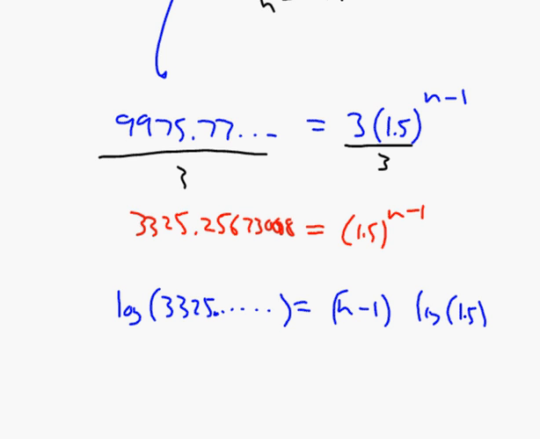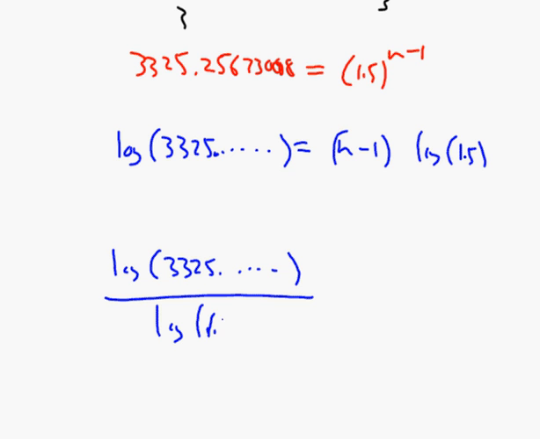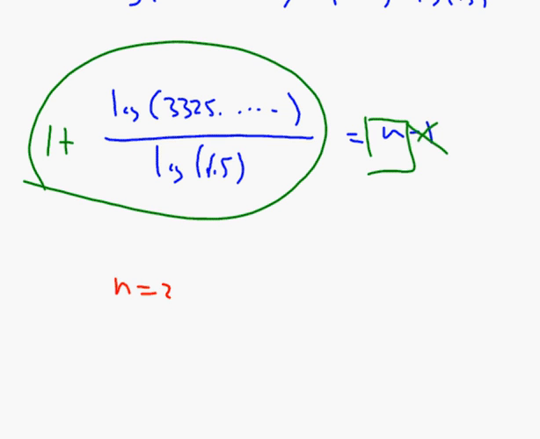We could divide by the log of 1.5. So we'll have the log of 3325 point whatever, a bunch of decimals, over the log of 1.5 equals n minus 1. And then you can see the last thing we would simply do is just add 1 to both sides. I'll put plus 1 over here. That expression is our answer. This would just become n, which is what we want, and we would know how many terms are on our list. Let's figure out what that is. Stuff in, you get n equals 21. So that means there were 21 terms on the list.